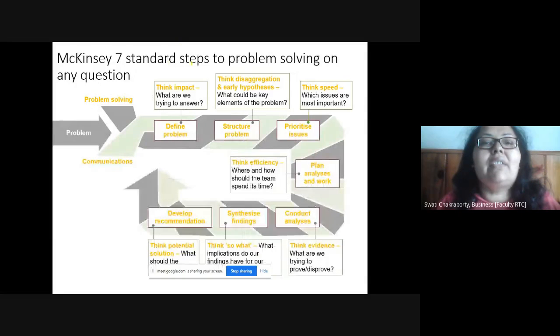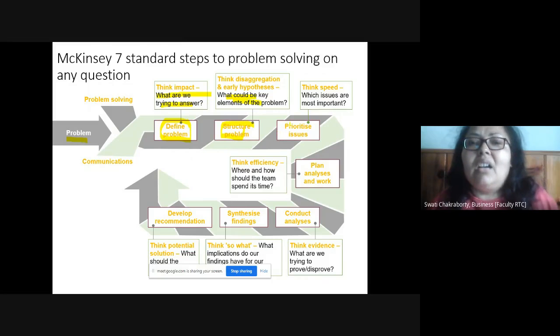McKinsey's 7 standard steps to problem solving, right? So what happens? You start with, you have a problem. So you need to define the problem. What are we trying to answer? That's the main thing. Then structure the problem, where you think what could be the key elements of that problem. What are the main elements for this? What are the main factors? Prioritize issues. Now when you look into that, which issues are the most important that have led to this problem?